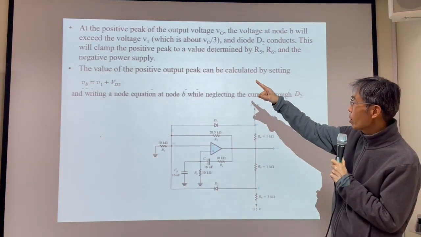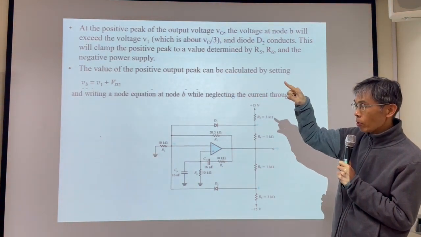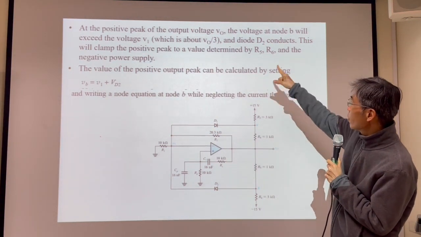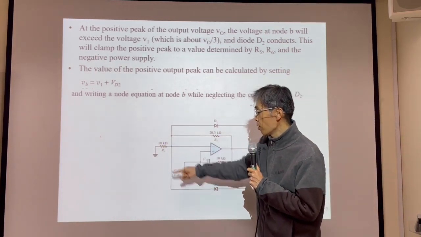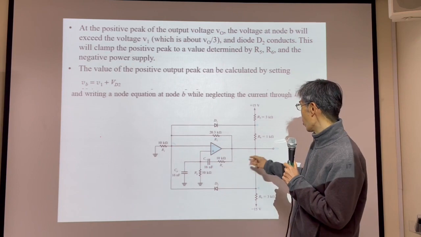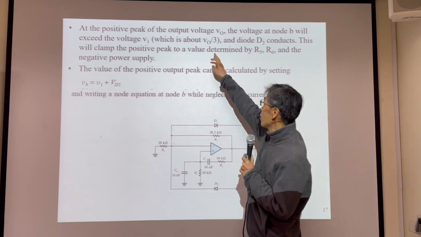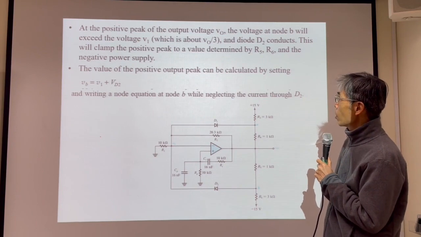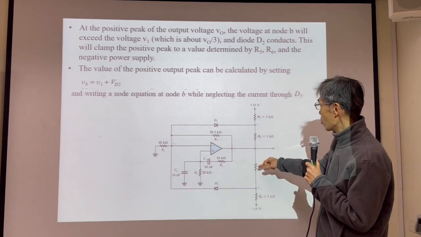Remember, the positive peak of the output voltage VO. If the output gets too large for this oscillator, if VO is too large, then V1, see the ratio, this is 20, this is 10, 1 plus R2 divided by R1 is 3. So the ratio between VO and V1 is 1:3. So V1 is equal to VO divided by 3. And D2.